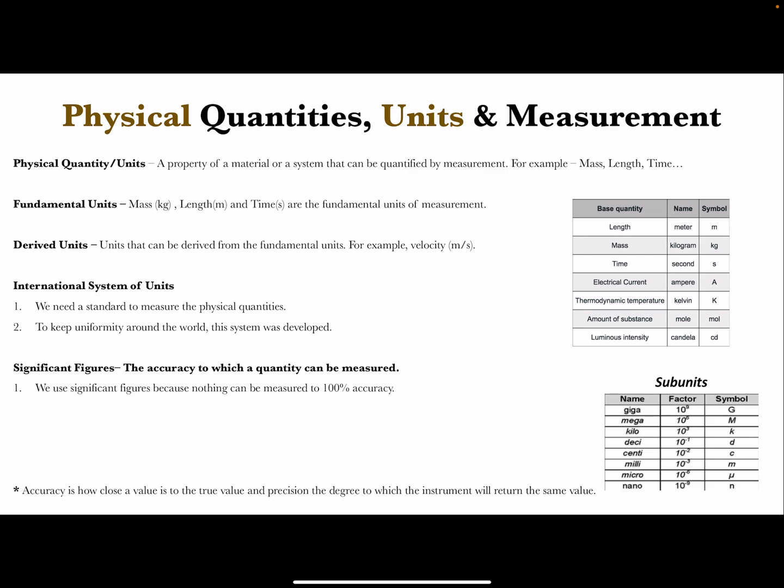Now, before we move on, we need to talk about the International System of Units. So basically, why was this International System of Units developed? Well, there are two reasons. First, we need a standard to measure the physical quantities, right? We can't just start measuring something without a reference point. And the second thing is to keep uniformity around the world. Now, if you allow me to explain, the thing is, you're sitting in your home.